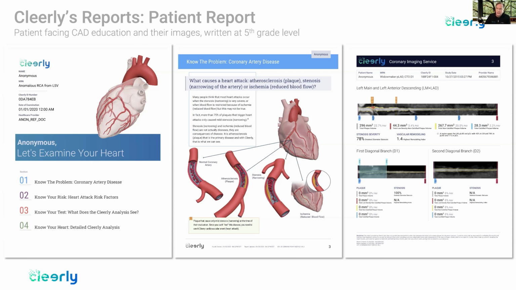So that's what Cleerly is and what Cleerly does. We specifically evaluate the amount and type of coronary atherosclerosis that's there, and then we have multiple ways to present it to the diagnostic imaging physician, the provider, and the patient, so that everybody in the chain knows what's going on, and then we can even track disease for those physicians.